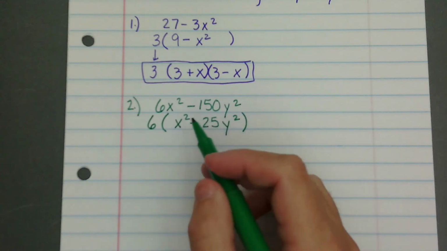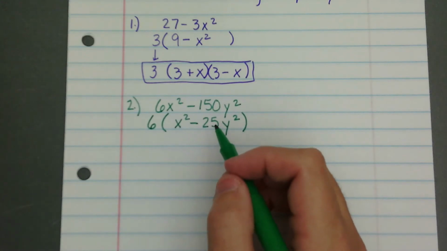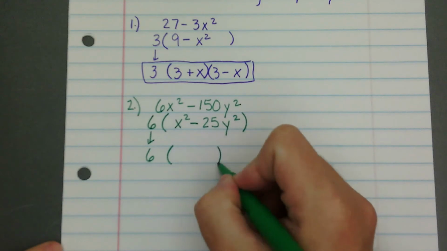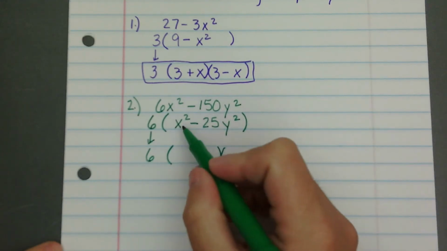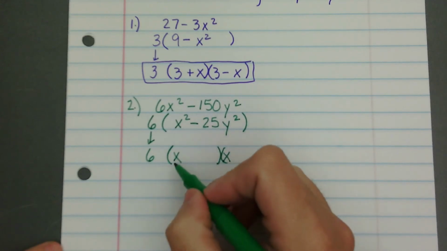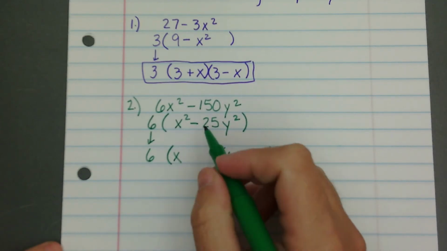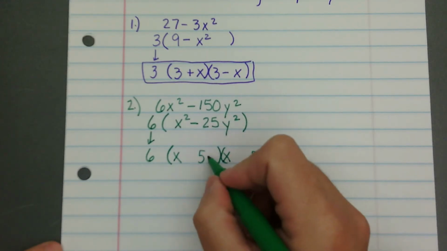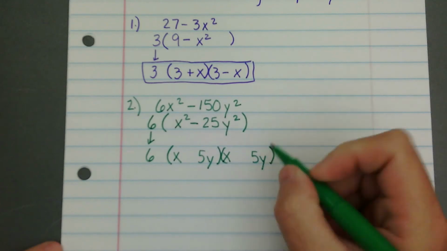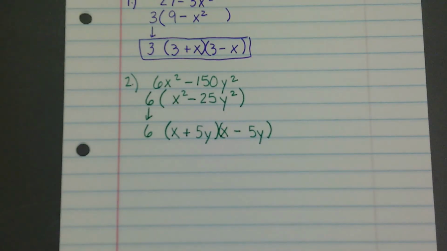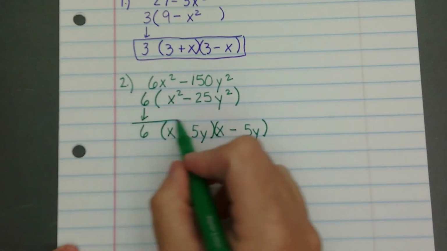Are my exponents even? Yes. Minus sign? Yes. Square root? Yes. Let's do it. So we're going to bring that 6 down. We're going to have 2 sets of parentheses. We're going to break up that x squared into x and x, because we need 2 of them. 25 square root is 5, and y squared breaks up into y and y. And then, of course, for our signs, we need to have a plus and a minus. And this one is now done.